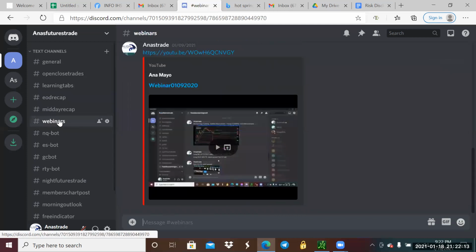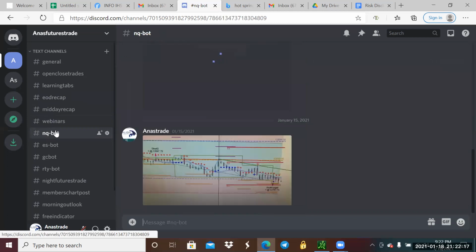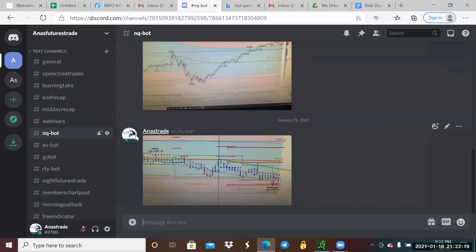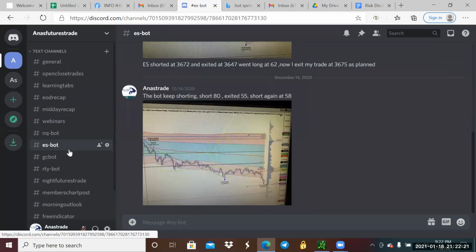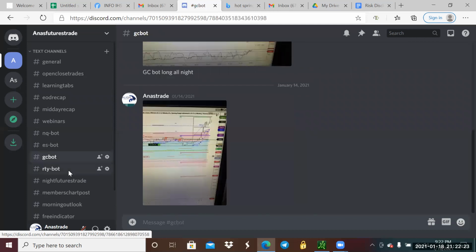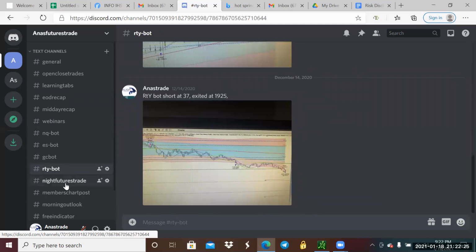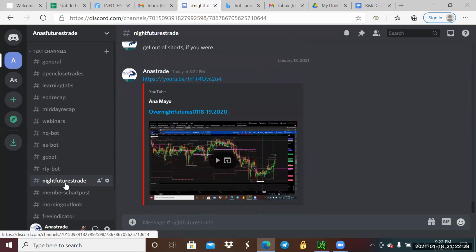The webinar, if you missed the webinar or you didn't attend it, it'll be here. And then the bot, this is where sometimes I post certain things as far as what the bot is doing, from time to time. The night futures trade, this is where I post the actual targets.